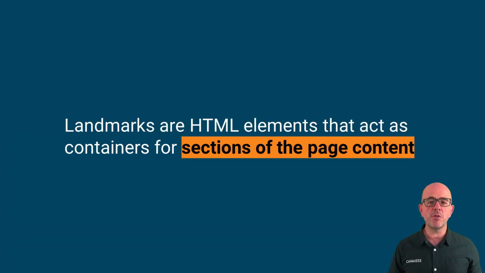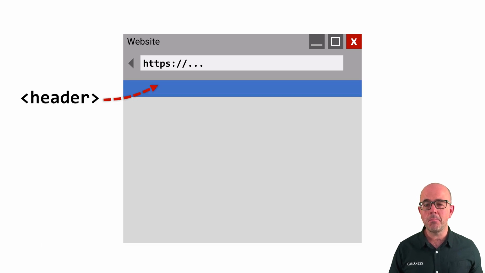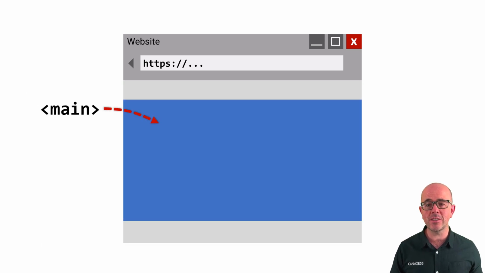Most sites use landmark regions in some capacity. These are HTML elements that act as containers for sections of the page content. There could be a footer positioned at the bottom of the page, header at the top, main content for, of course, main content, and these all segment the page into a defined region for screen reader users to navigate to.